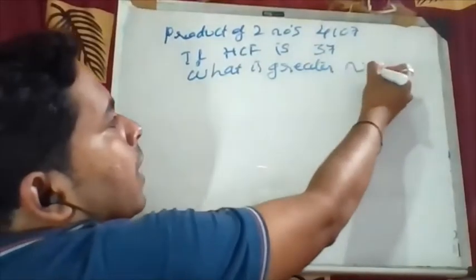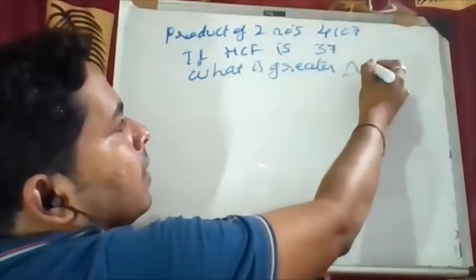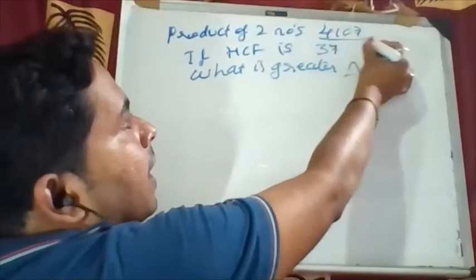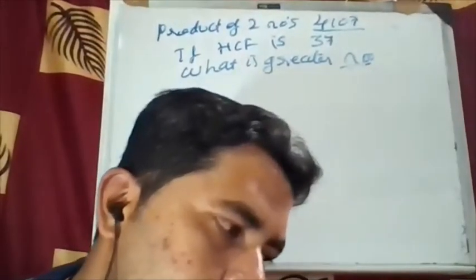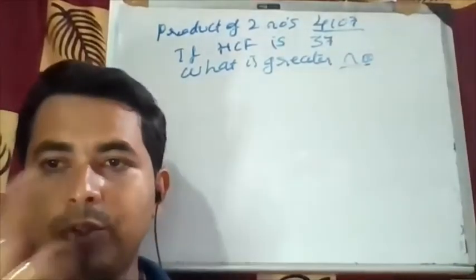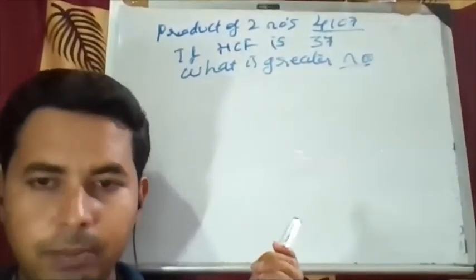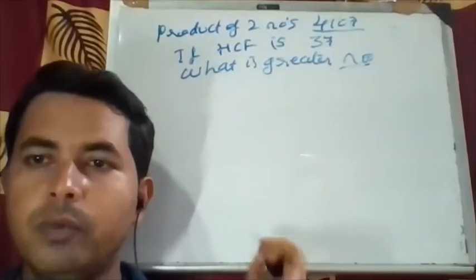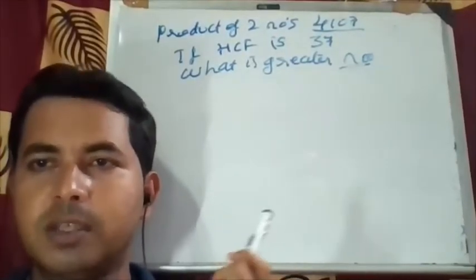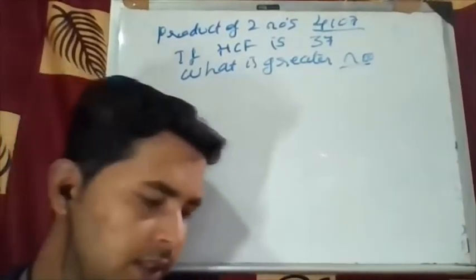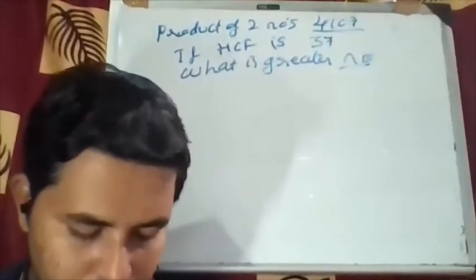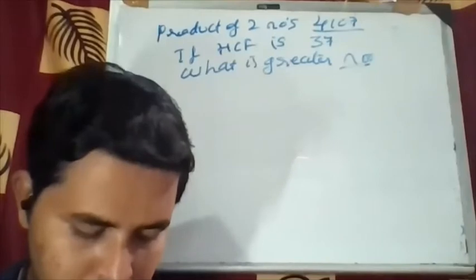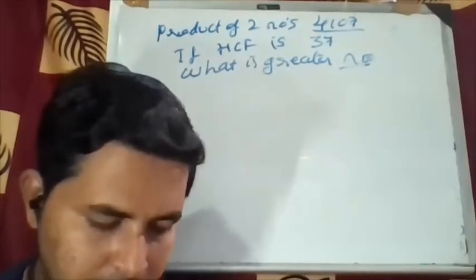So क्या होता है, दो नंबर से आप मल्टीप्लाई कर रहे हैं. ओके, उसका मल्टीप्लाई क्या है? 4107 है. उसका HCF क्या है? 37 है. सो दोनों नंबर तो सेम नहीं रहेगा, एक बड़ा रहेगा एक छोटा रहेगा. सो व्हाट इज द क्वेश्चन? व्हाट इज द स्मॉलेस्ट नंबर? ओके, सॉरी, व्हाट इज द ग्रेटेस्ट नंबर? कुछ भी पूछ सकते हैं, smallest number और greatest number.